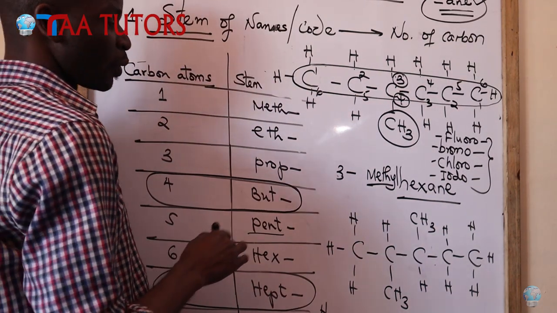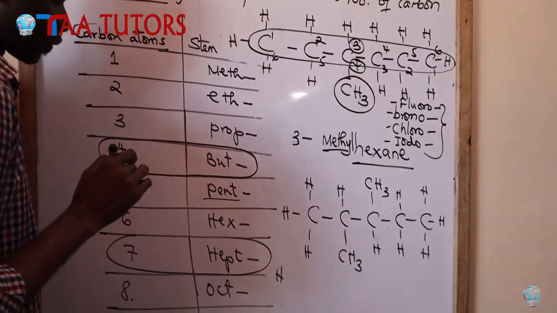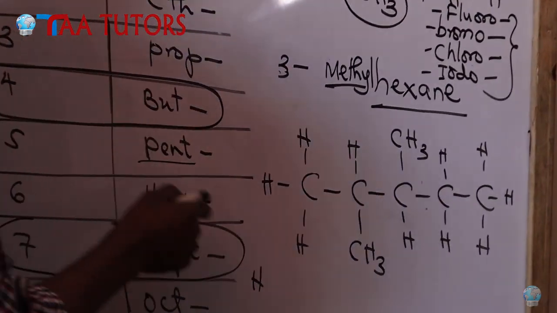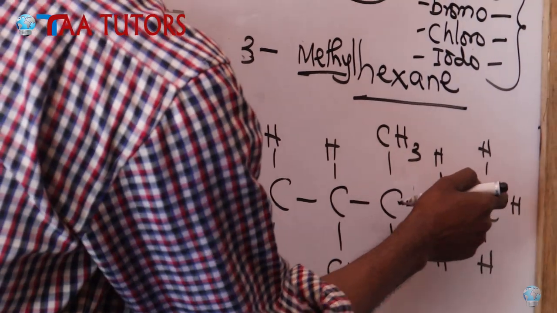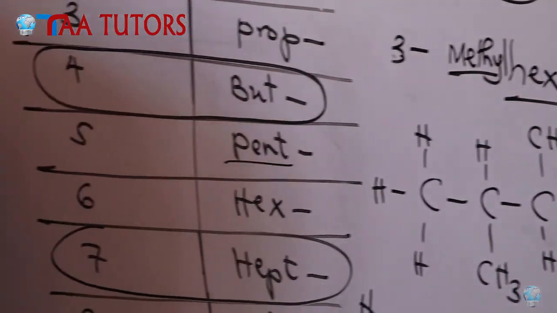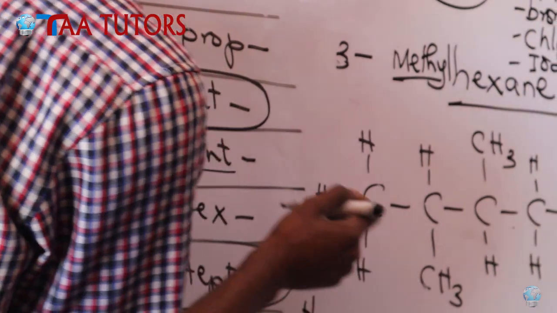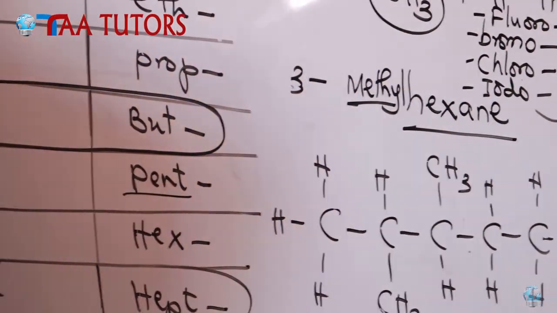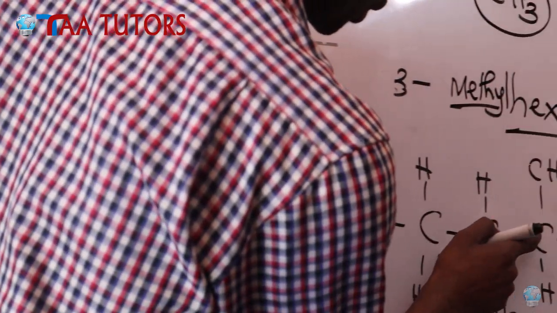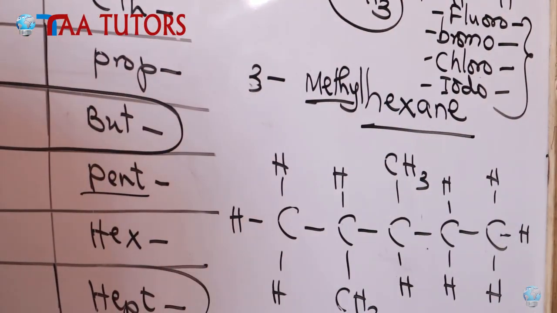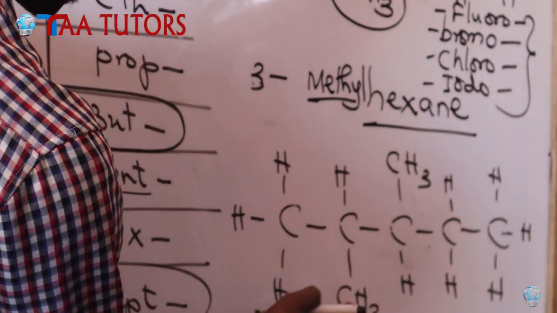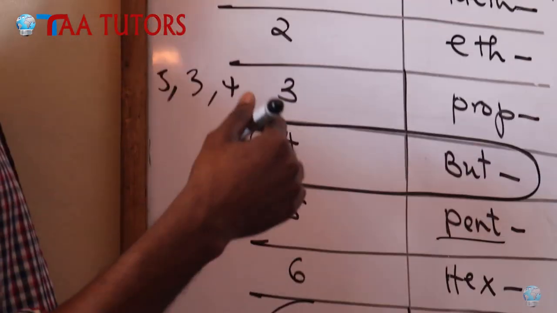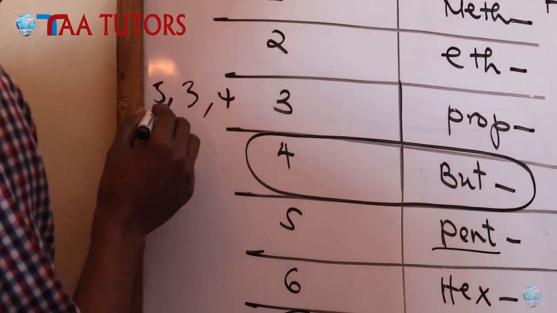Let's look at this compound again. The first thing we said, stem. Stem is where we start from. So stem is how many carbon atoms are in this chain? 1, 2, 3, 4, 5. There is a chain of 5 carbon atoms. 1, 2, 3. There's a chain of 3 carbon atoms. 1, 2, 3, 4. There's a chain of 4 carbon atoms. 1, 2, 3, 4, 5. We have seen that is there. If I say 1, 2, 3, 4, another 4 is there. Now we see that in all these chains, the longest carbon chain has 5 carbon atoms.